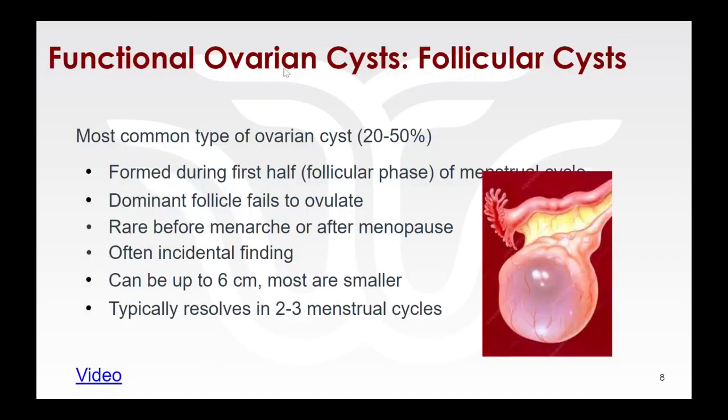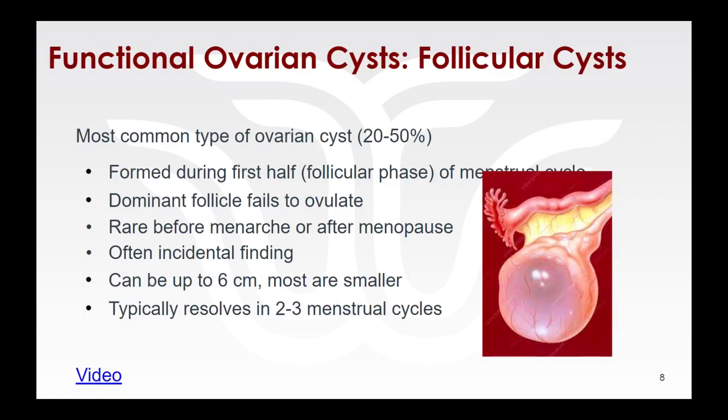The most common type of cyst is a follicular cyst. So that's formed during that first half, during the follicular phase. And it's basically just a dominant follicle that doesn't ovulate. After menopause or before menarche, those would be very rare, right? So if someone is not ovulating, that follicular cyst is going to be very rare.